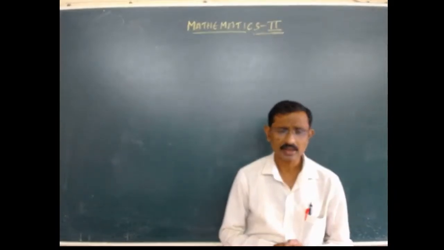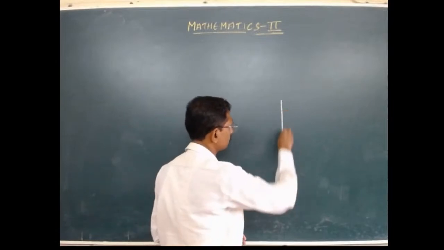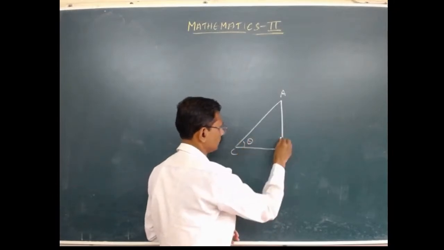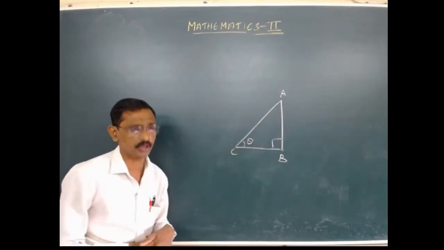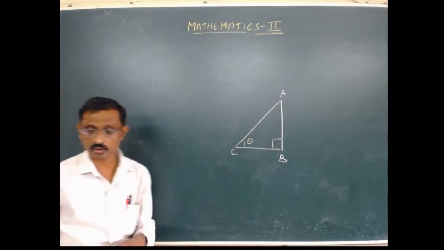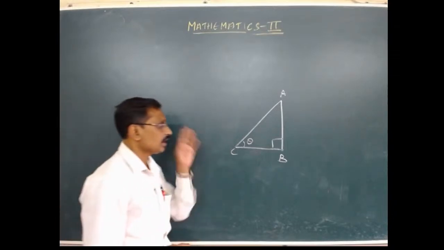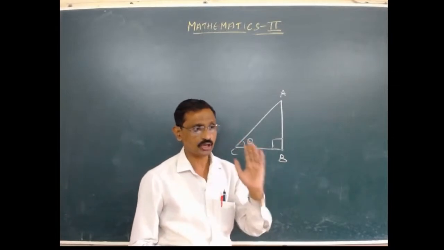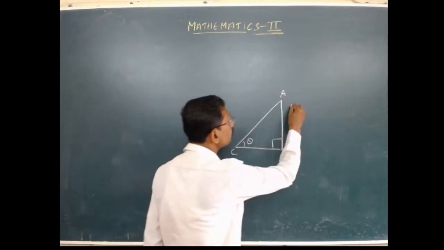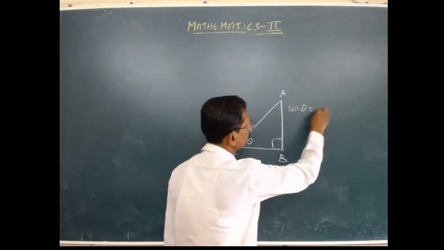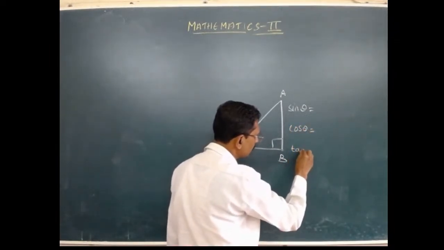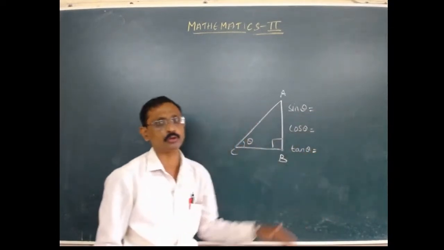So before we start, let us brush up with a few things. We have a triangle drawn over here. It is a right angle triangle. We have got theta over here. Let us see the basic trigonometric ratios. What are the basic trigonometric ratios? First we have sine theta, then we have cos theta, then we have tan theta, and so on.